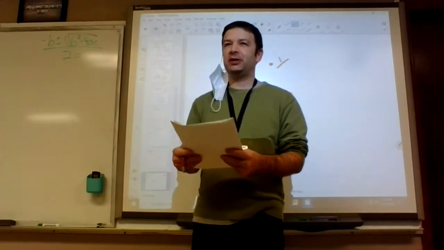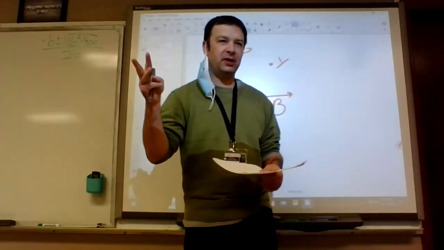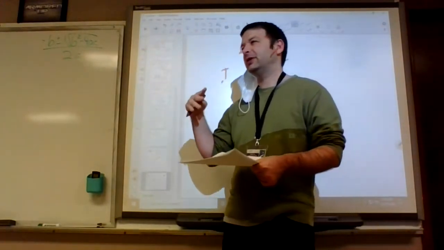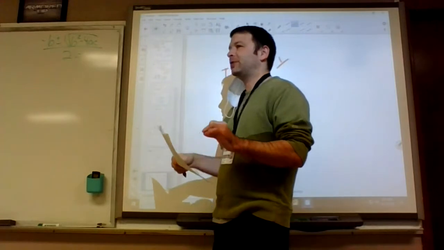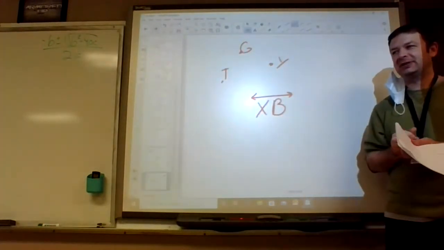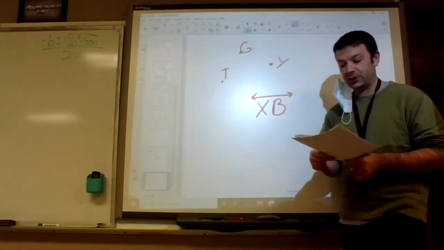Let's see if you guys can get this from memory. A 3-sided polygon is called a triangle. 4-sided is a quadrilateral, not a rectangle, not a square. Those are types of quadrilaterals. What's 5 sides? Pentagon, like that building in Washington, D.C.